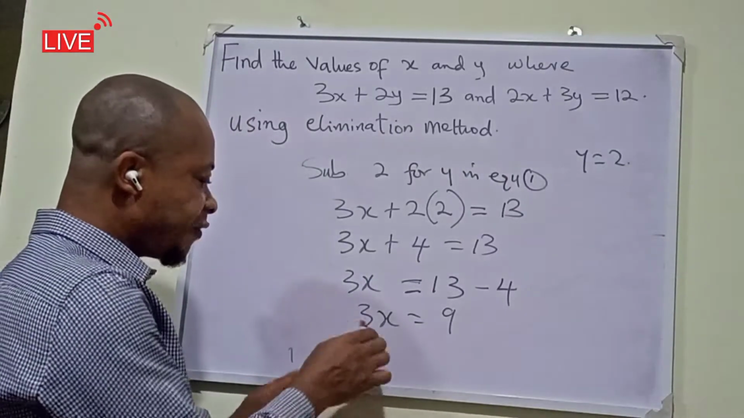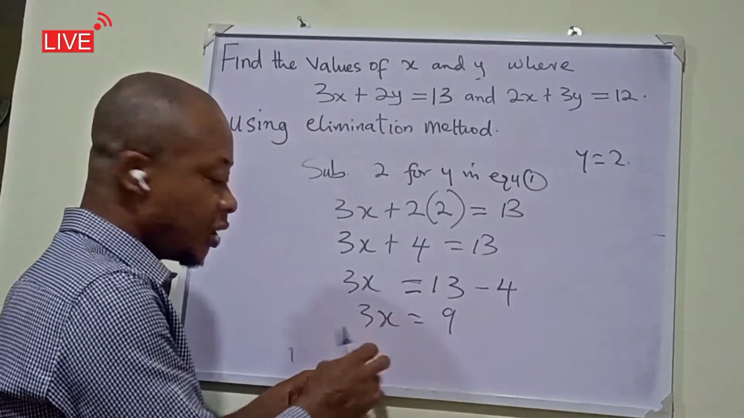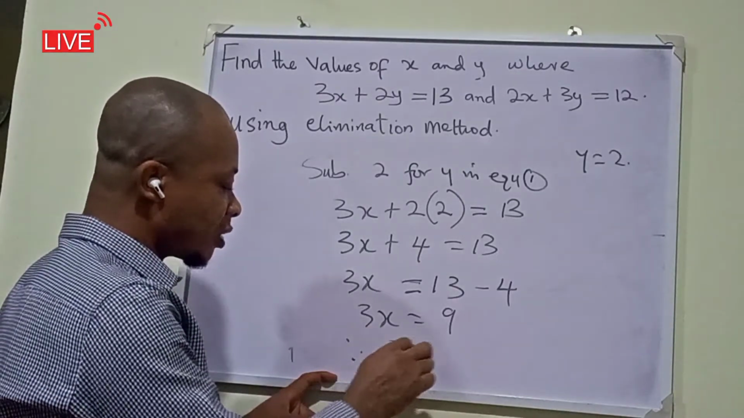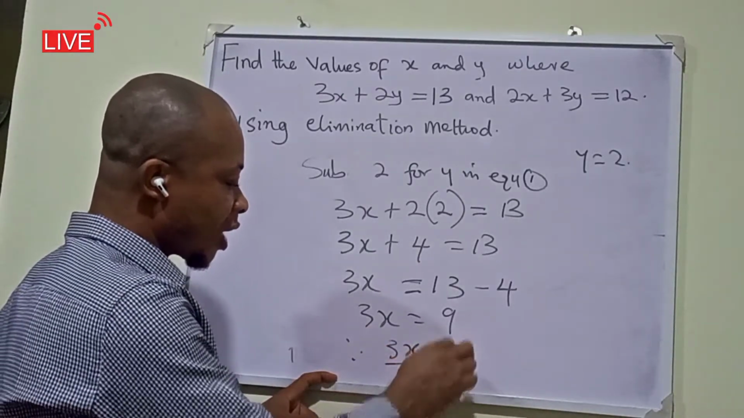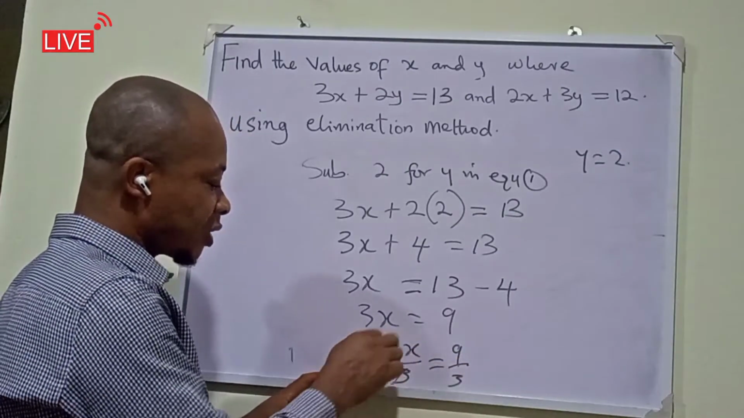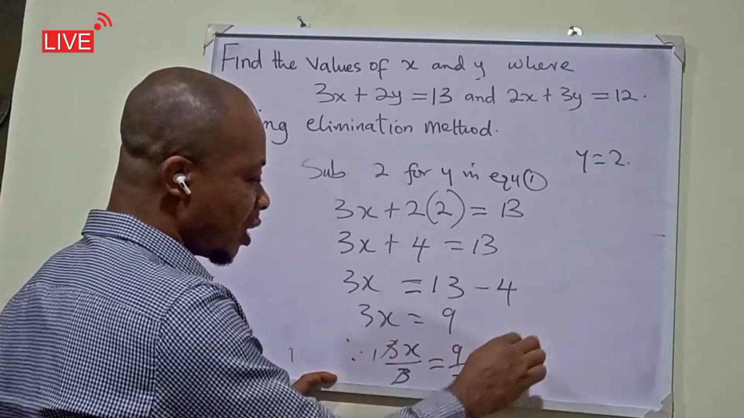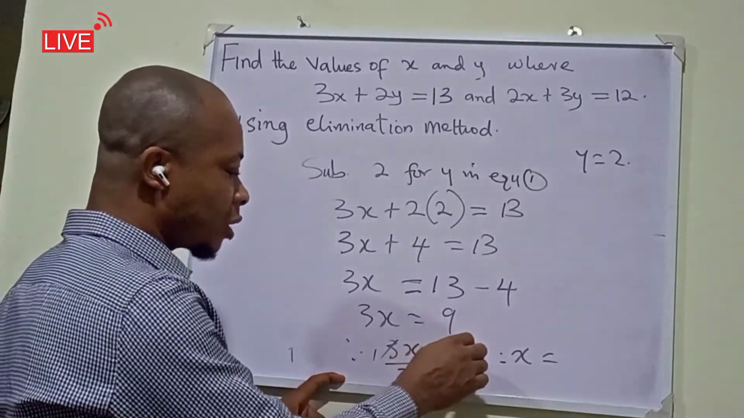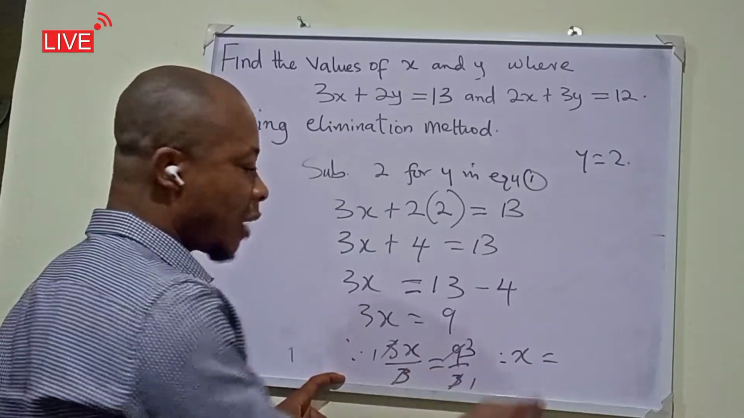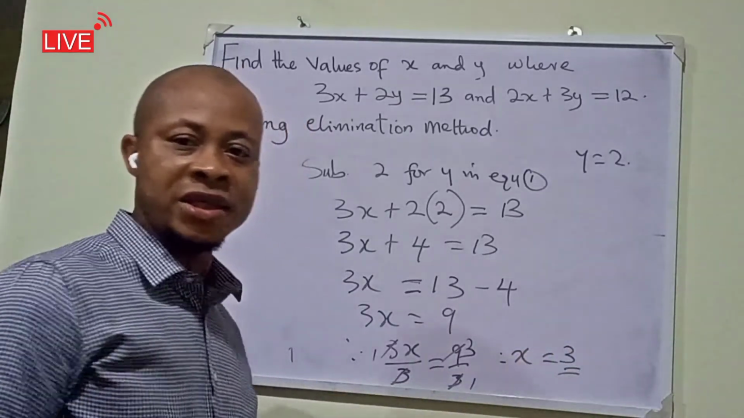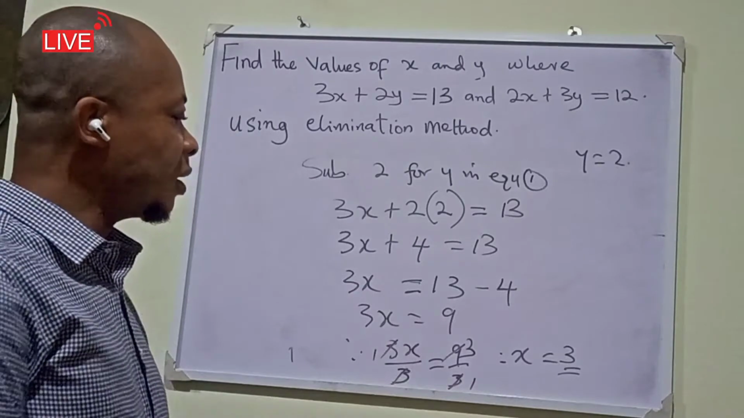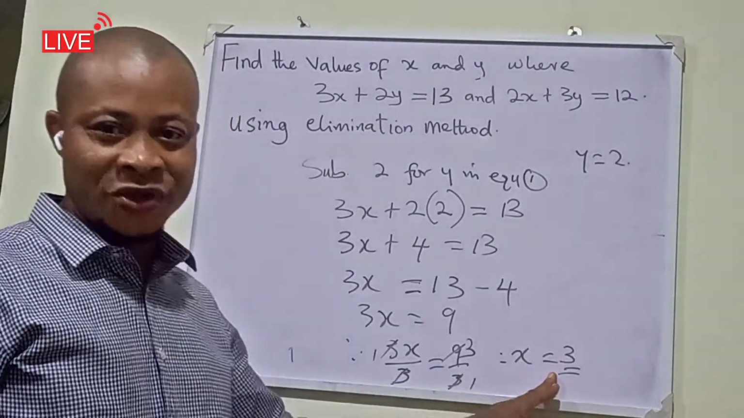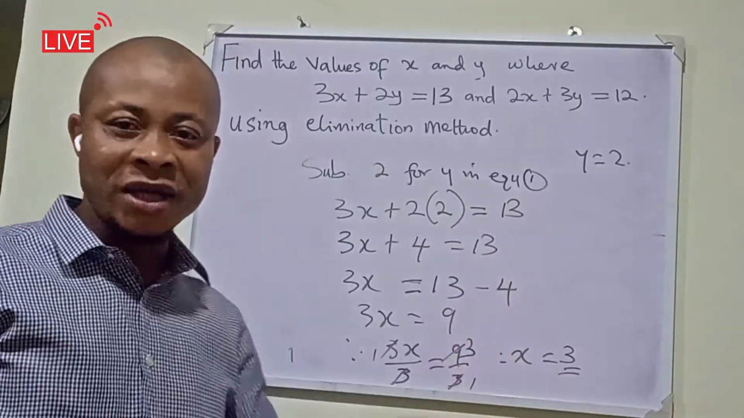Therefore, if you want to get the value of x, divide both sides by the coefficient. It's going to give you 3x over 3 equals 9 over 3. 3 cancel 3 will give you 1. 1 times x equals x. Then 3 cancel 9 will give you what? 3. 3 divided by 1 is 3. So the answer is 3. When y equals 2, x is 3. So these are the values of x and y.